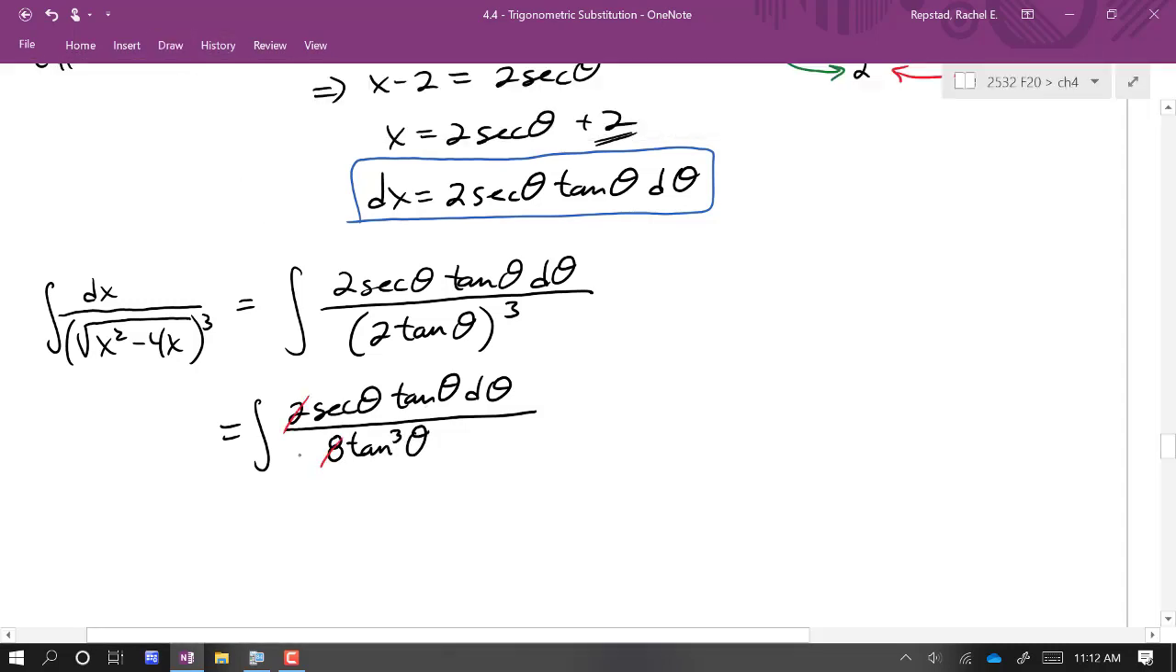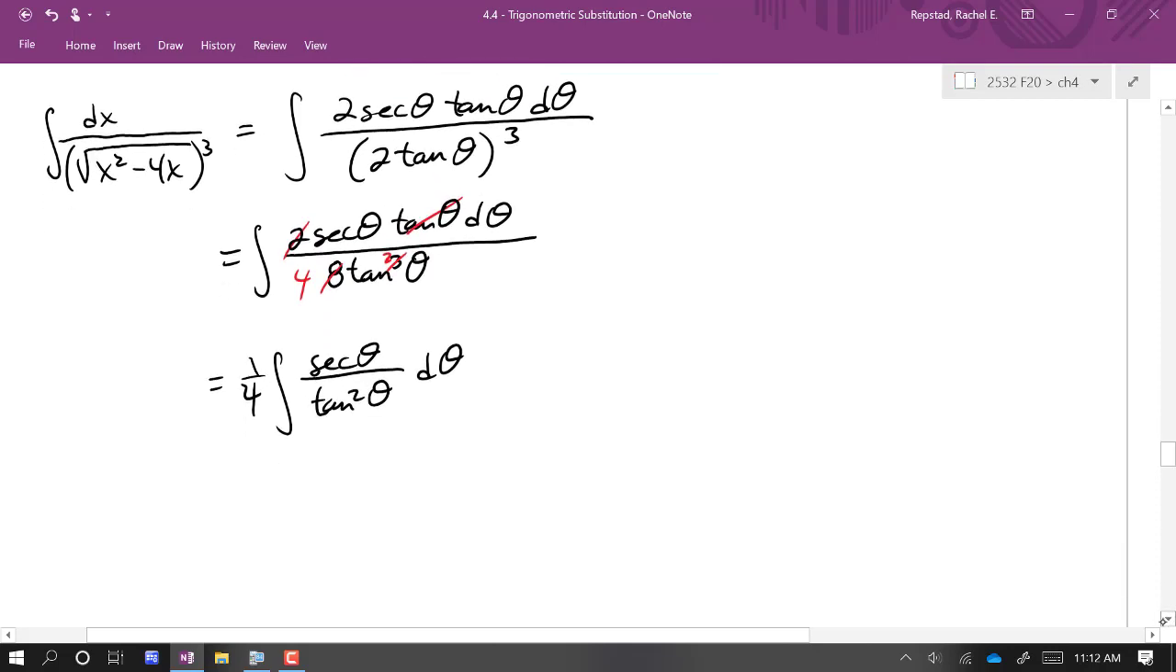So 2 goes into 8 4 times. That tangent cancels, and we have a tan squared in the bottom. I'm going to pull that 4 out. It's a factor of 1/4. And then up top we have secant theta over tan squared. Alright, so now we've got this simplified trigonometric integral.